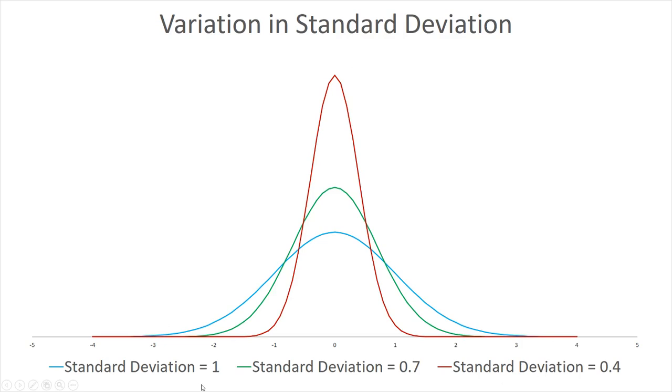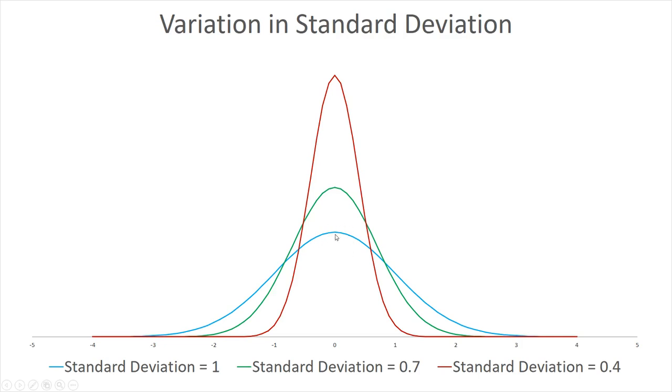But now contrast that to a distribution that has a larger standard deviation. So let's look at the blue line. If you look at the blue line, this has a standard deviation of 1. Same mean. That means it is most likely that you'll get a value somewhere around 0, somewhere around the average, somewhere around the mean.